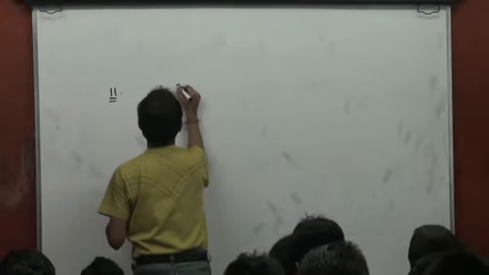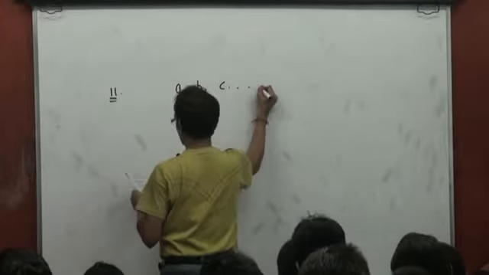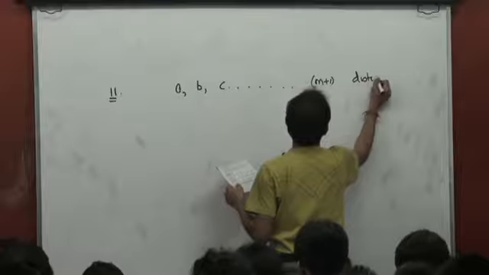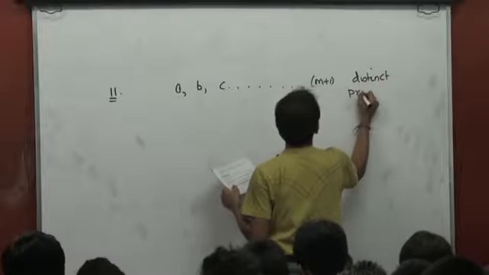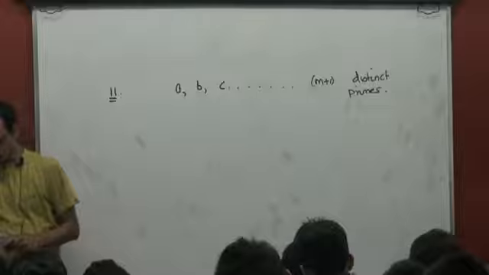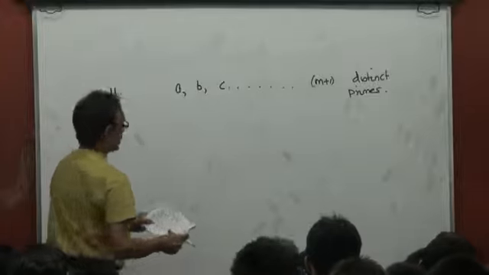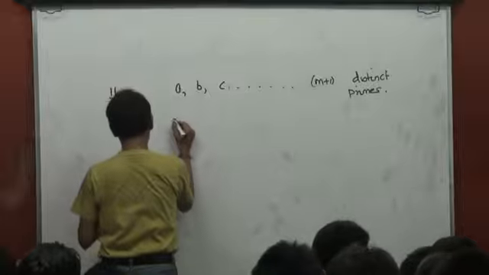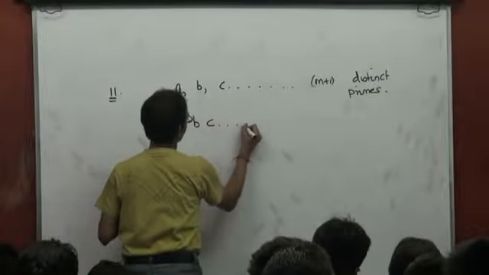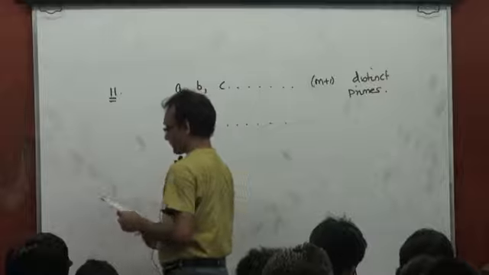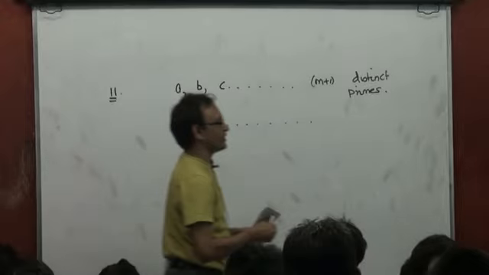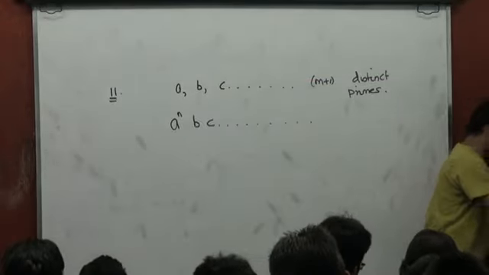A, B, C, etc. are M plus 1 distinct primes. These are M plus 1 distinct primes. And we have a number which is A to power N, B, C, etc. And we want to be able to find out the number of factors of this number. Okay.